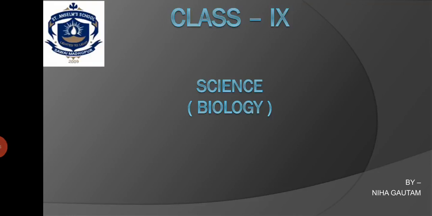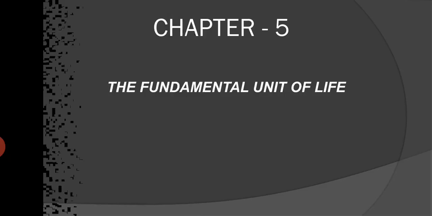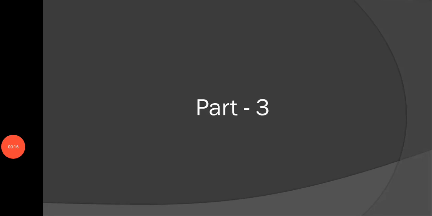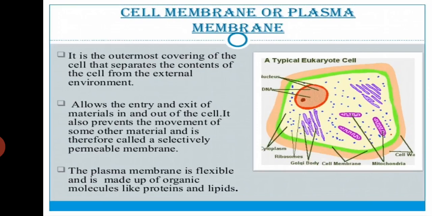So, today I am going to start with the third part of the chapter, the fundamental unit of life. Till now, we have already studied eukaryotes, prokaryotes, unicellular and multicellular organisms, the different shapes of cells, and the importance of cells. Today we are going to study the different parts of a cell. What are the different parts of cells? So today we're going to start with the cell membrane or plasma membrane.